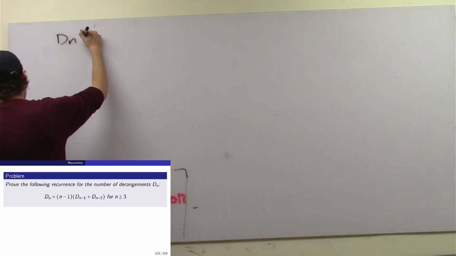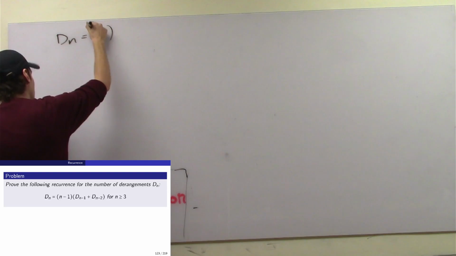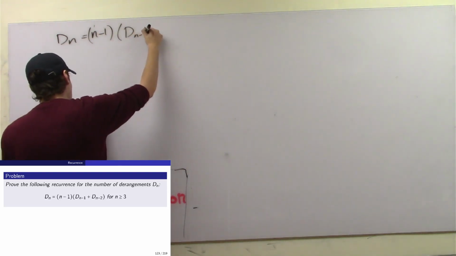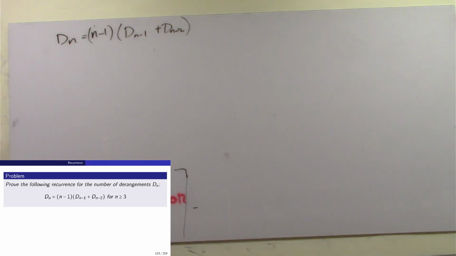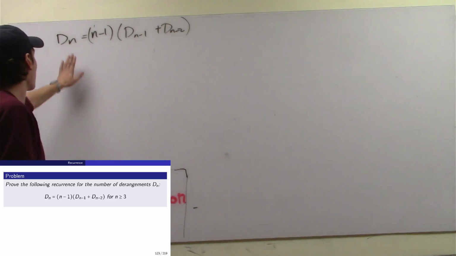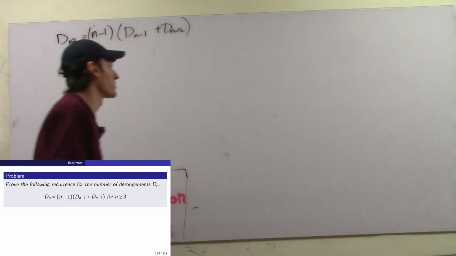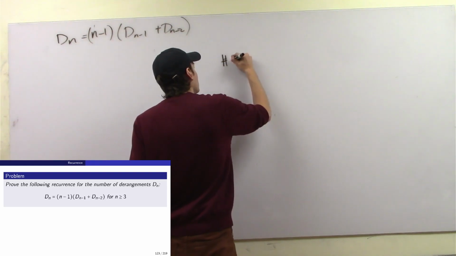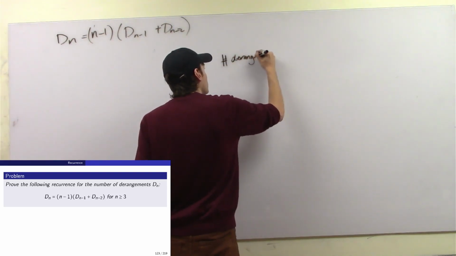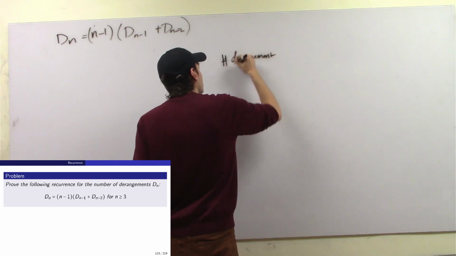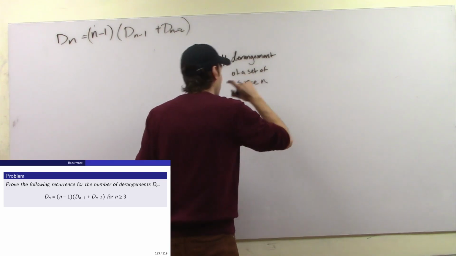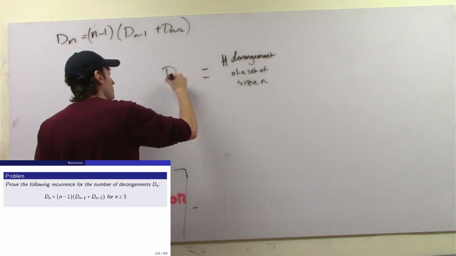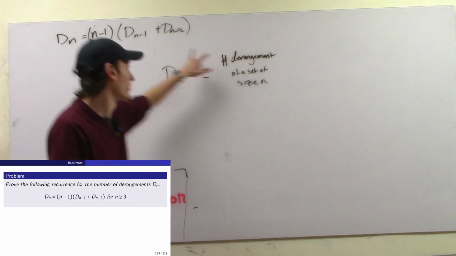What I want to do is show the following: d sub n equals n minus 1 times d sub n minus 1 plus d sub n minus 2. So what I want to do is figure out the number of derangements with a double count. Count the number of derangements of a set of size n. One way I'm going to count that is d sub n, and I'm going to have something over here that translates to this given problem.